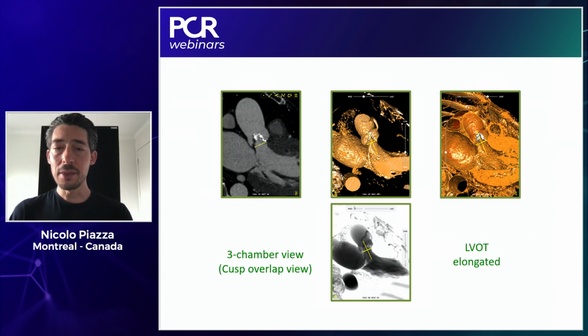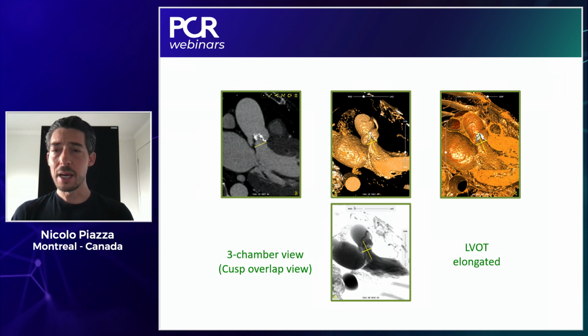On the other hand, in the three-chamber view or the cusp overlap view, you can appreciate that we brought forward the LVOT. We have elongated the left ventricular outflow tract and aortic root. And because our delivery catheters follow the anatomy, and because our anatomy is not foreshortened now from aortic root to LVOT, it will also elongate our delivery catheters.